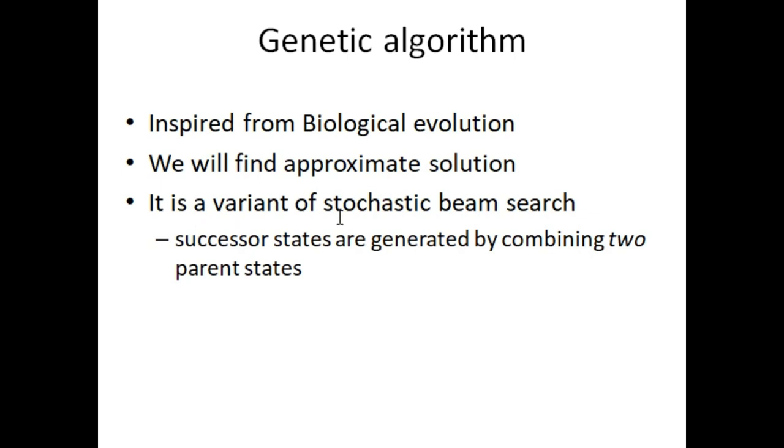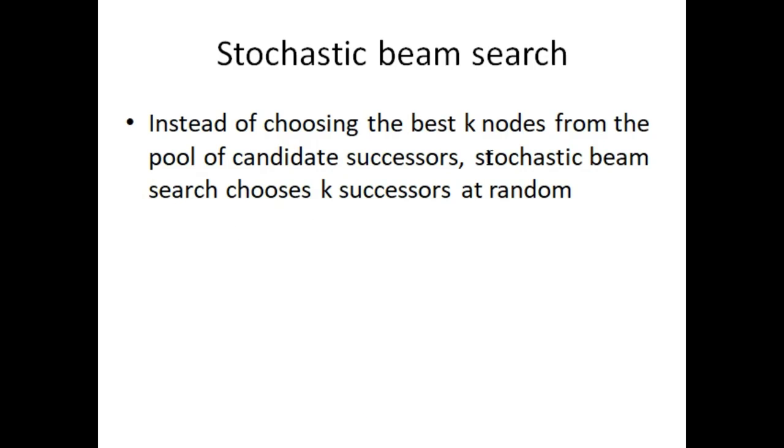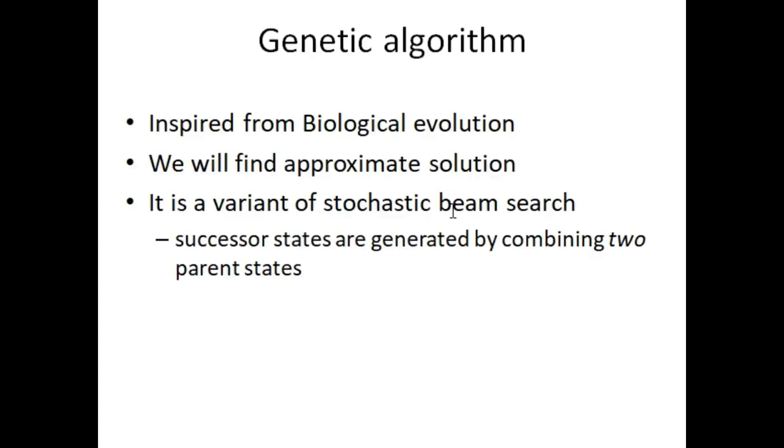The third point is that it is a variant of stochastic beam search. We talked about stochastic beam search in our previous slides. Just look at this slide: the stochastic beam search, instead of choosing the k best nodes from the pool of candidate successors, chooses the k successors at random. So it randomly picks k successor nodes. Inshallah we will cover this algorithm in the next lecture, but I suggest you look at it once, so that when you listen to the next video, the topic of the genetic algorithm will be interesting for you.